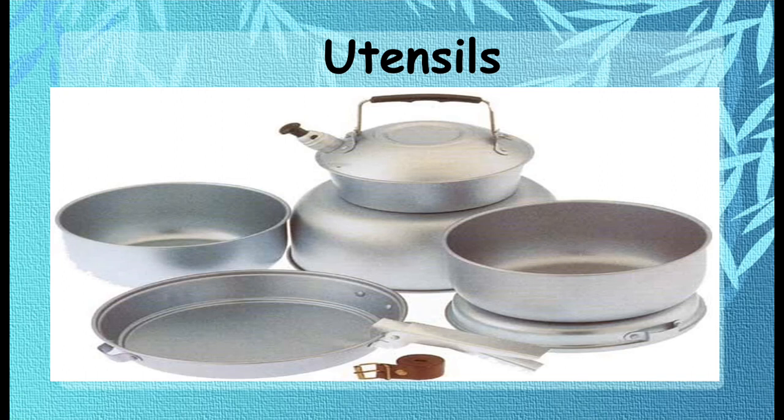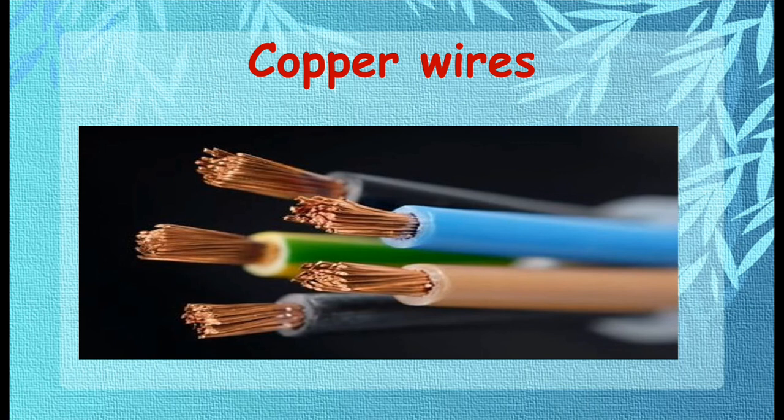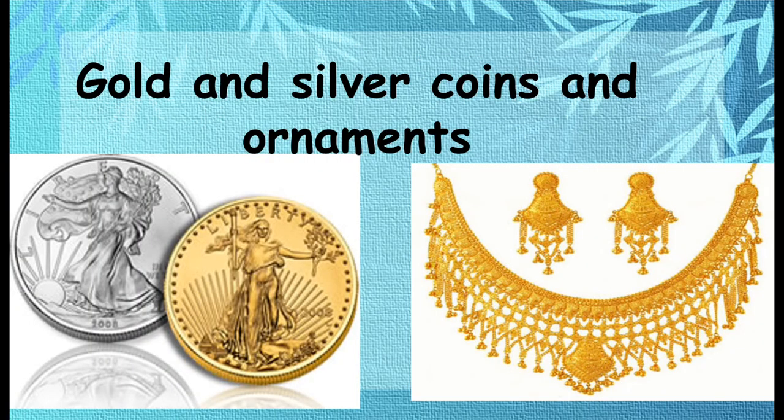Let's have a look at another example of use: metals are used in wires in order to supply electricity, as we learned that they are good conductors of heat and electricity. Another use of metals is that gold and silver are used for beautifying ourselves, as they are used as ornaments, and hence it is very important for us to understand the uses of these substances that are available around us.